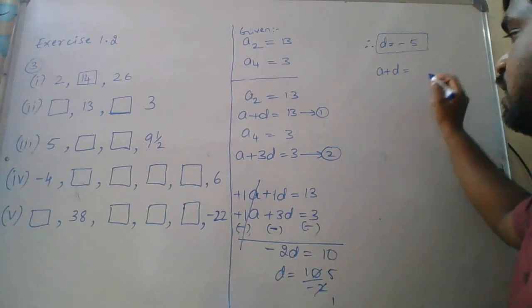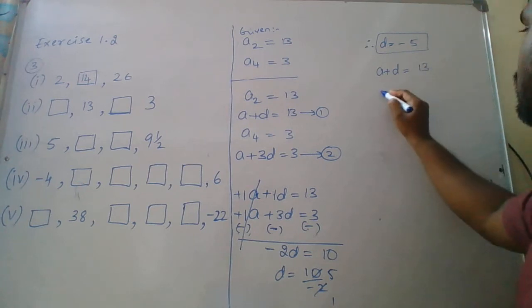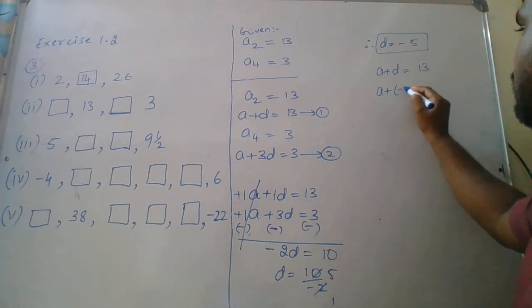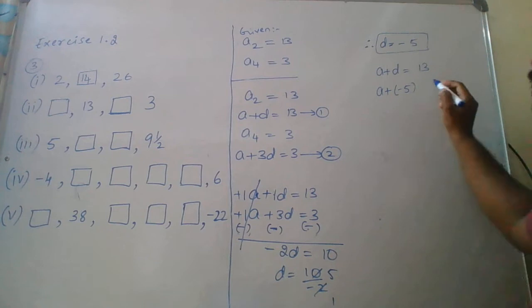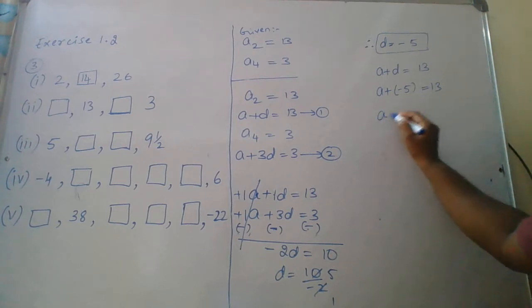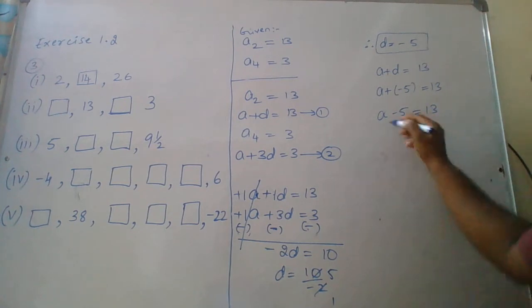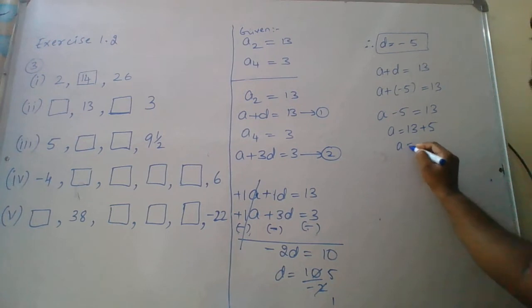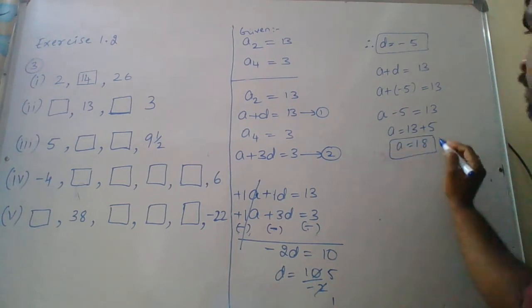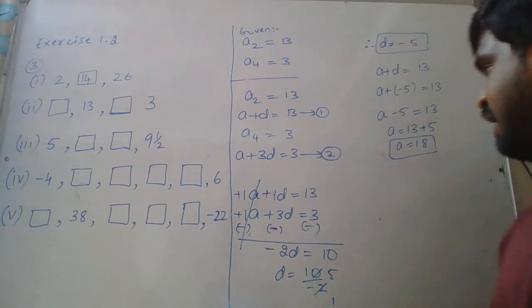A plus D is equal to 13. A plus, what is D value? Minus 5. Substituted equals 13. A plus into minus is minus 5, equals 13. Minus 5 to the other side. So it will become 13 plus 5. Therefore, A is 18. You got the value of A as 18.